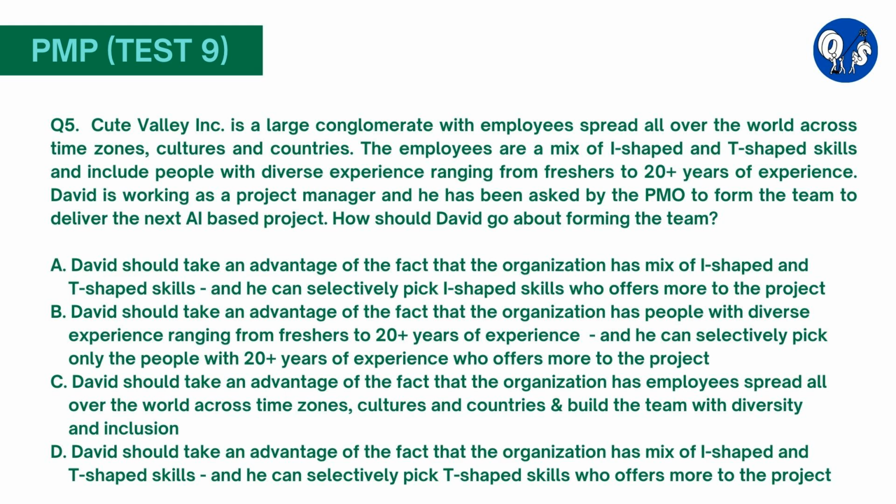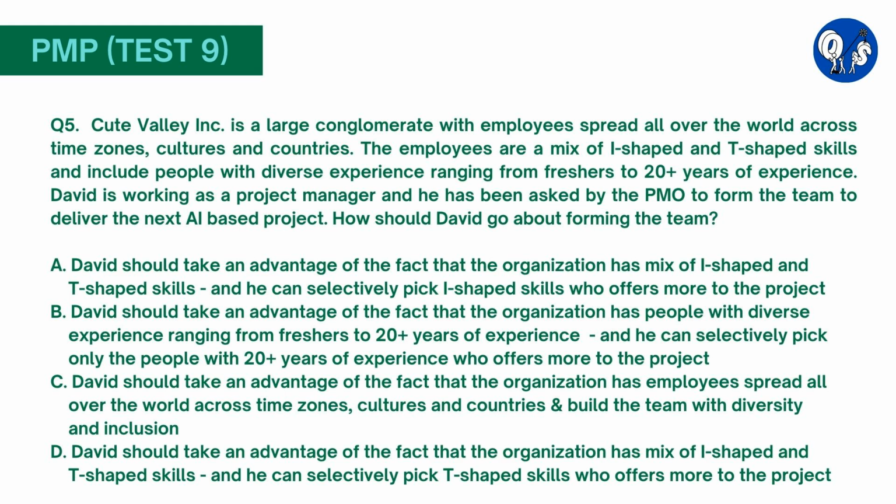A. David should take an advantage of the fact that the organization has mix of I-shaped and T-shaped skills and he can selectively pick I-shaped skills who offers more to the project. B. David should take an advantage of the fact that the organization has people with diverse experience ranging from freshers to 20 plus years of experience and he can selectively pick only the people with 20 plus years of experience who offers more to the project. C. David should take an advantage of the fact that the organization has employees spread all over the world across the time zones, cultures, and countries and build the team with diversity and inclusion. D. David should take an advantage of the fact that the organization has mix of I-shaped and T-shaped skills and he can selectively pick T-shaped skills who offers more to the project. Here, option C is correct.